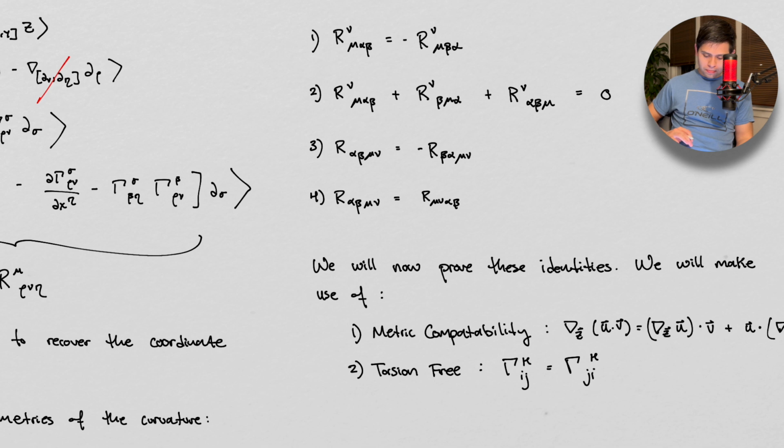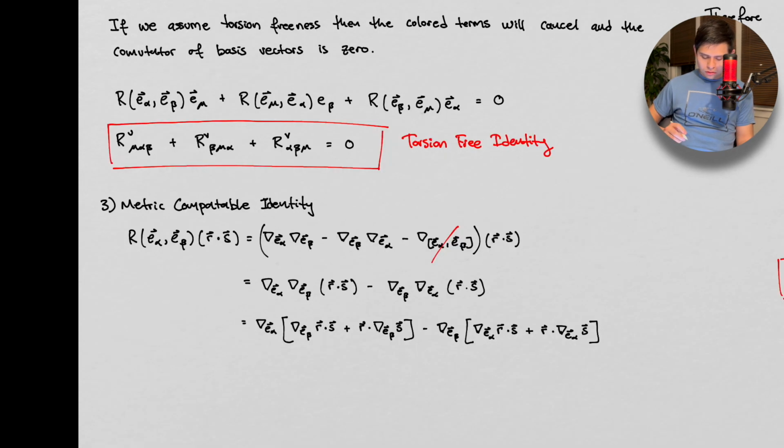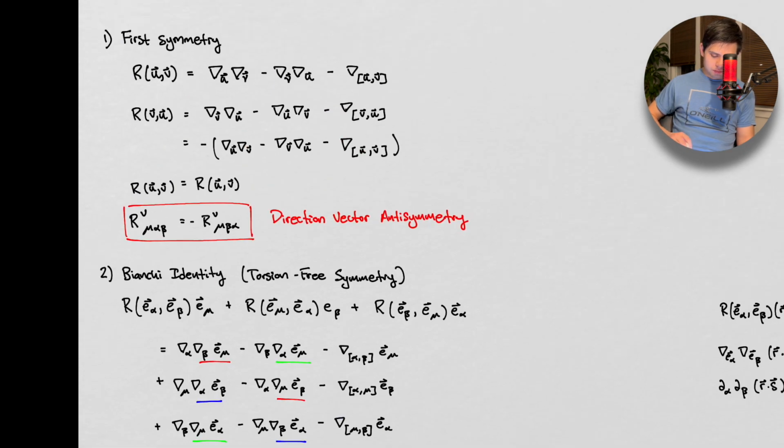Okay. If you remember, we had a metric compatible torsion free connection. We talked about that before. Now we're going to have a metric compatible torsion free Riemann curvature tensor. All right. Let's begin. The first symmetry. First symmetry, we take this guy and we say that if we swap the 2 indices, we get this right here.